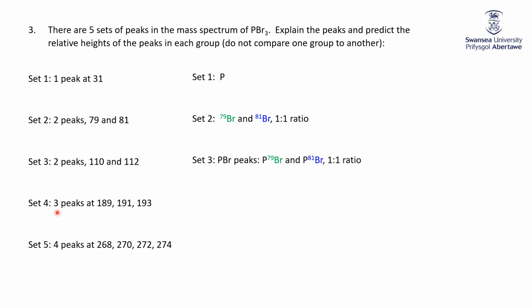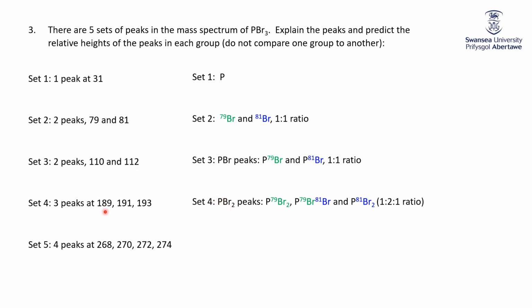Now we get a little bit more fun. 3 peaks, 189, 191, 193. So again, we can immediately recognize that 189 is 110 plus 79. 193 is 112 plus 81. So what we're doing in set 4 is we're just getting another bromine into the action. So they're all PBr2 peaks.